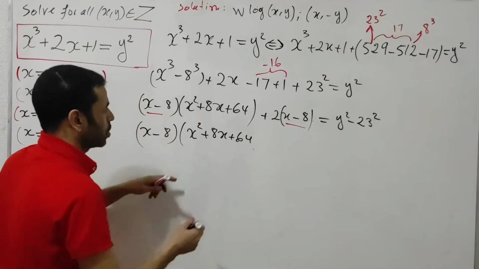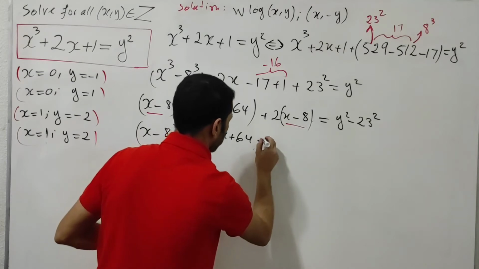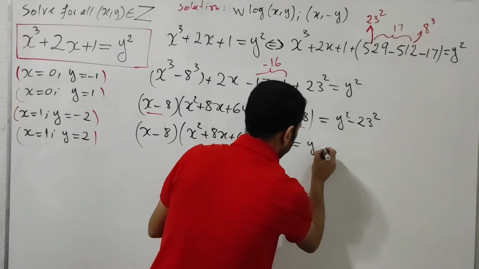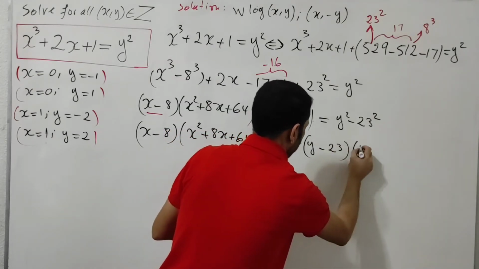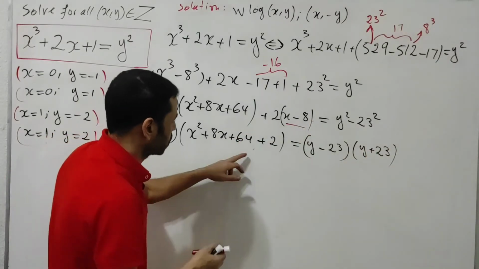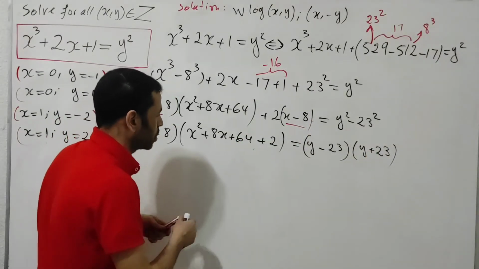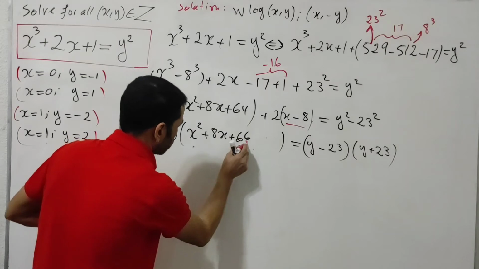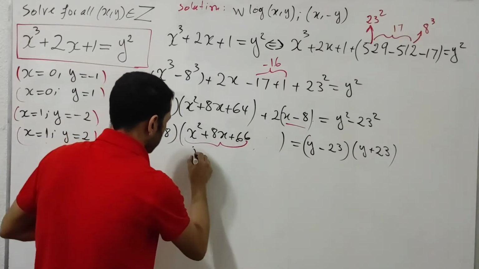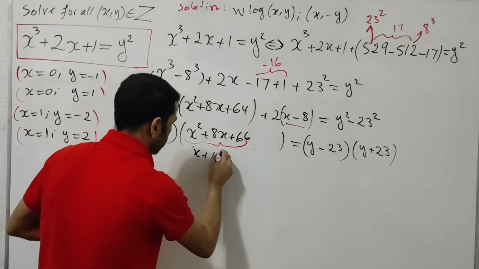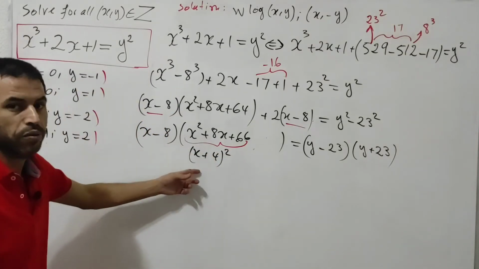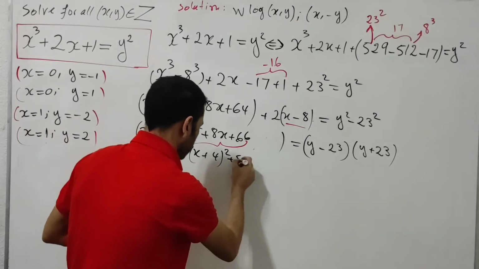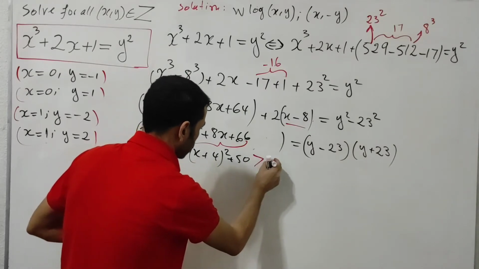This one is multiplied by this one. This x minus 8 is multiplied by 2. So for the right hand side of this equation, this one is giving us (y minus 23)(y plus 23). I'm going to make some simplification here. 64 plus 2 is 66. If you factor out this term, it is giving us (x plus 4) squared. If you distribute, this one is giving us x squared plus 8x plus 16 plus 50. This one is strictly superior than 0.